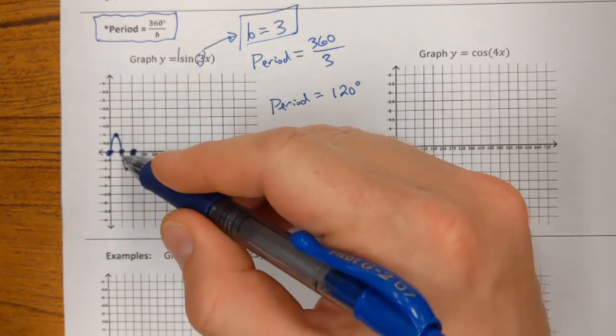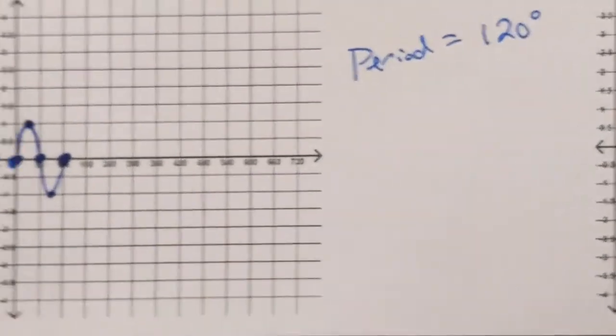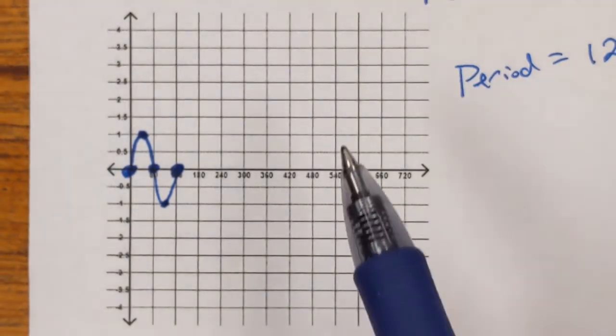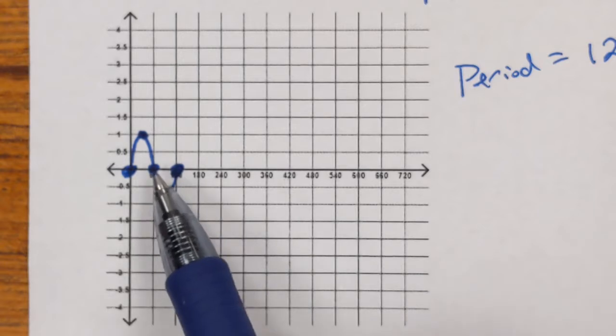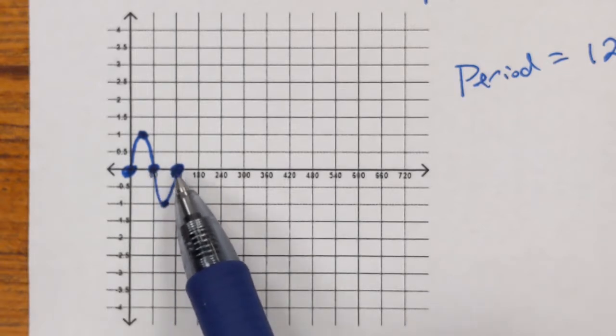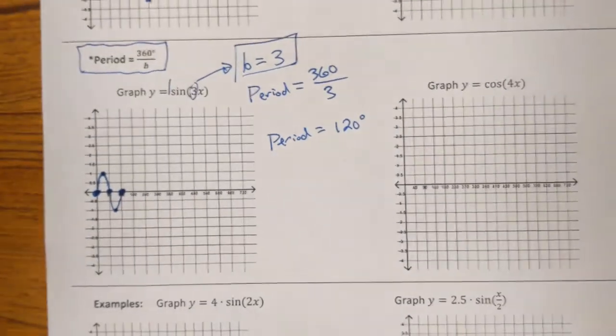This entire sine wave now, all of it just happened in only, zoom in so you can see that that's truly 120 degrees. Okay, it hit its halfway point here at 60 degrees, and then the whole thing happened in just 120 degrees. All right, so let's look at a cosine now.